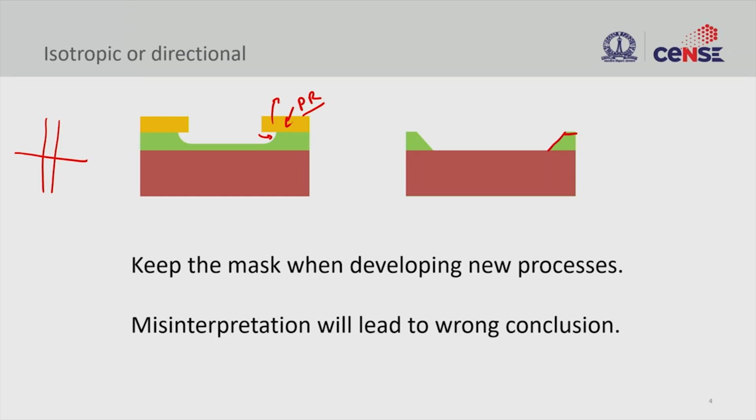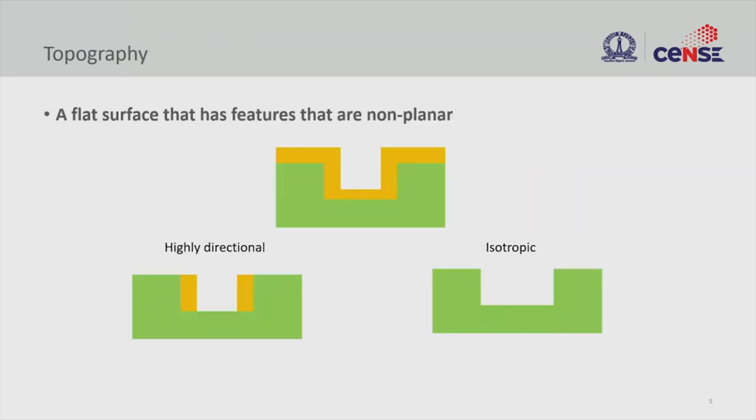So you need to be careful about this. When you are doing process development, always keep the mask, so that you know whether it is a directional etch or isotropic. Any kind of misinterpretation could of course lead to a wrong conclusion. So when you are doing process development, make sure that you extract maximum information from the experiments that you do. When you keep the photoresist here, you will know that it is not a directional etch, it is an undercut.